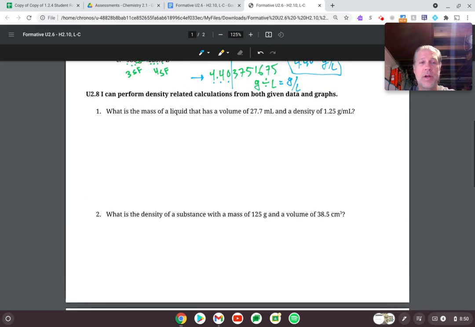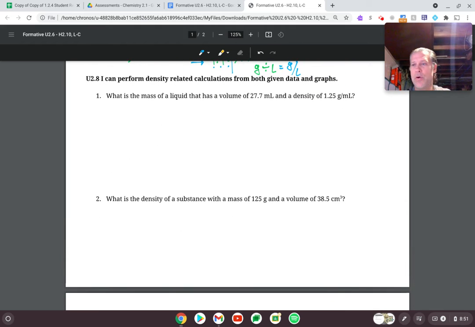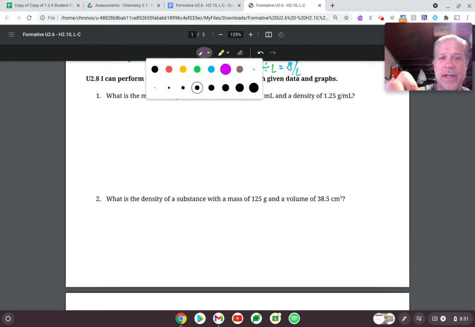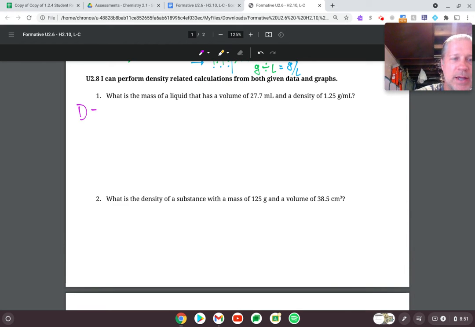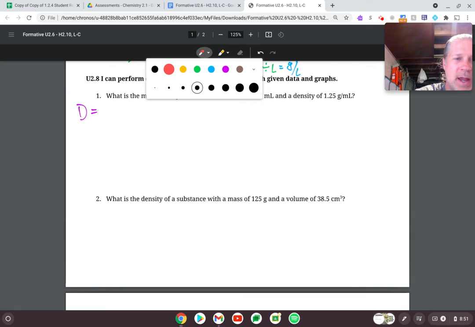Speaking of math, we're going to do density calculations next. So in this problem here, the first question says, what is the mass of a liquid that has a volume of 27.7 milliliters and a density of 1.25 grams per milliliter? And just like I have been doing in the past, I'm going to go ahead and identify my variables. So I see that I have a density, there's a mass, and then there's the volume.